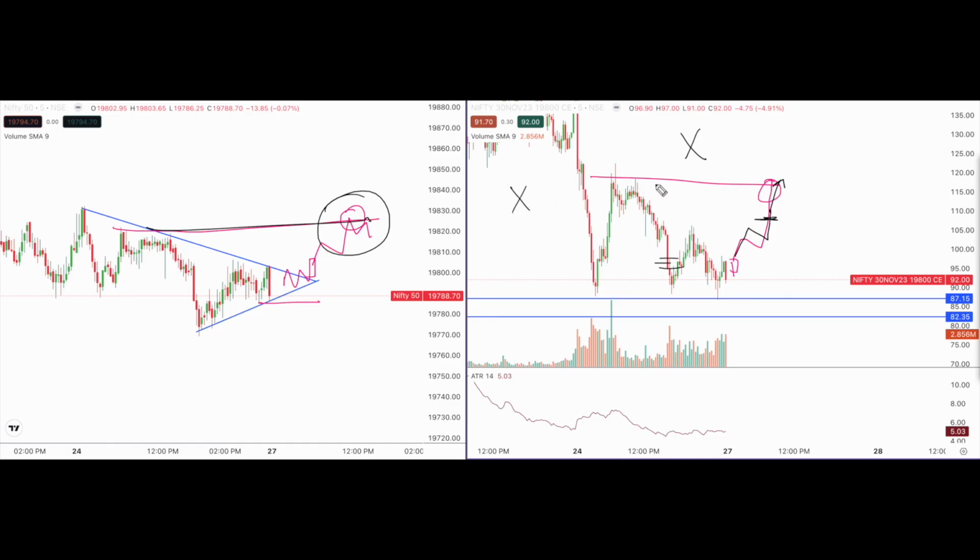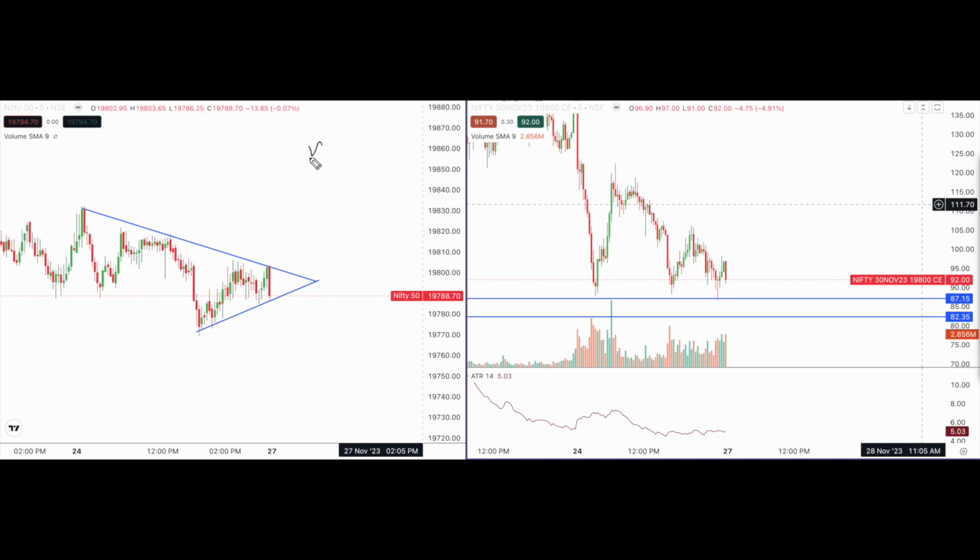The market doesn't care if our premium chart has given the target or not. Everything is based on the index, not on the premium chart. So only based on the premium chart, we have to put stop loss. Based on the index chart, we have to keep our targets.